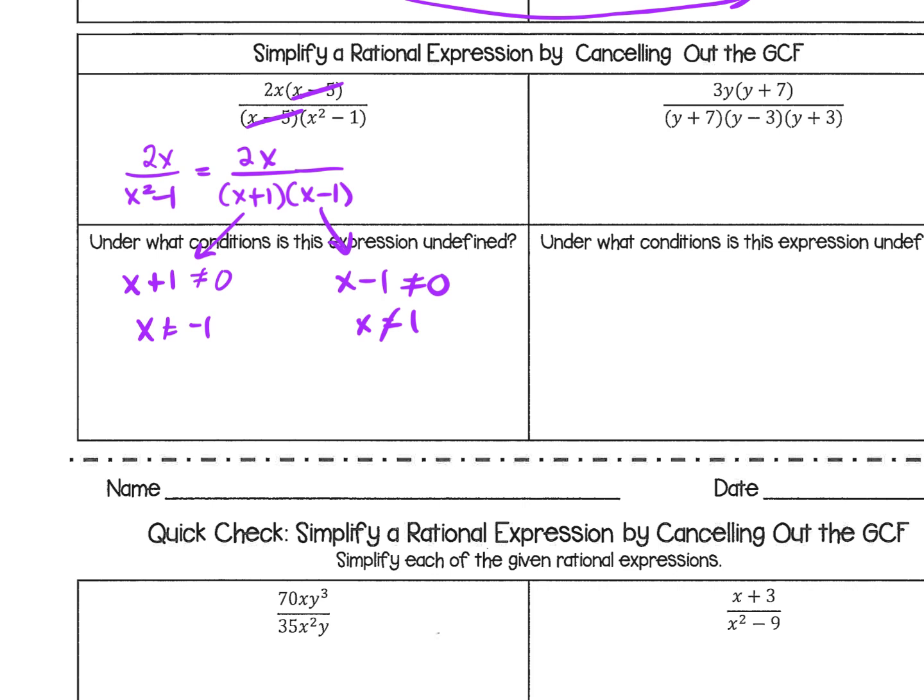So if we were to write that as a domain, let's do this in interval notation. Our domain would be from negative infinity to where? Negative 1, right? And then from negative 1 to 1, and then from 1 to infinity, right?